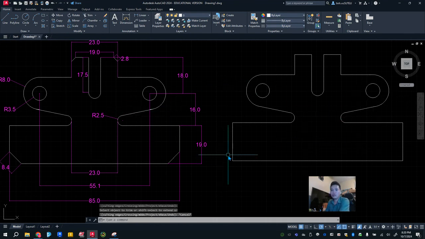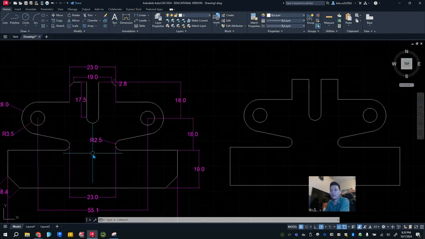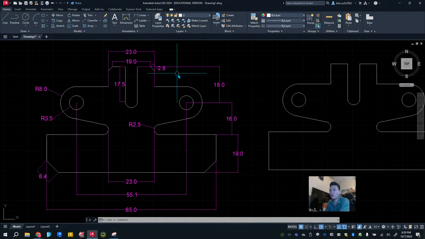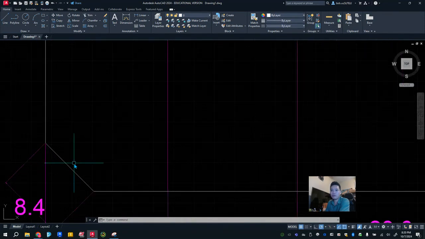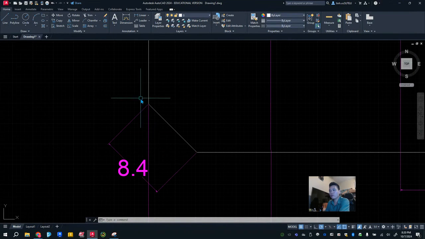All right, the next thing we're going to do is talk about this 2.8 real quick, and let's talk about the 8.4 as well. They look the same, so let's concentrate on the 8.4. If you look at this section right here, they give you this part right here, right? They give you the length of the chamfer. They don't give you the distance of the chamfer. They give you the length of this chamfer. Now, if they gave you the distance from this corner to here, that's easy to do, but they didn't do that. They give us this length.